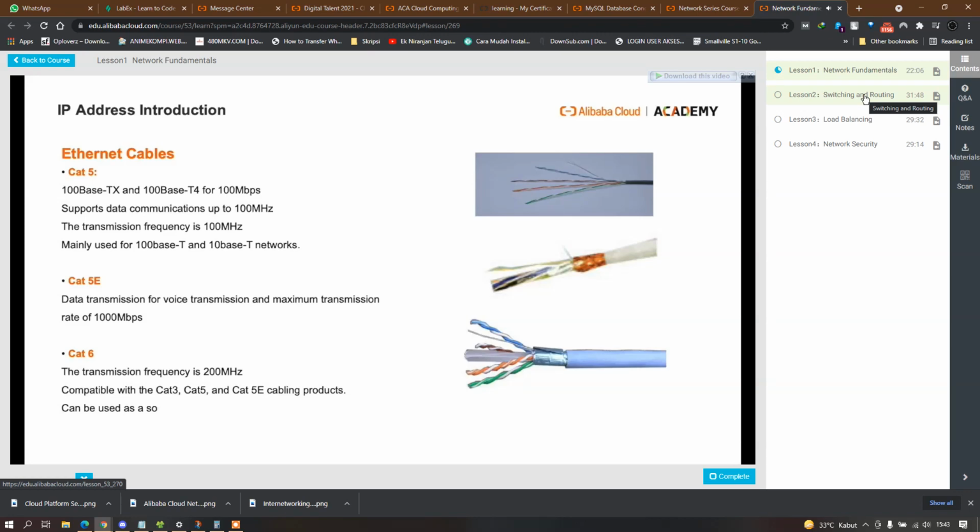And category 6 cables have a more powerful hardware specification. It has better cable quality. So actually, we can say that category 6 is the best quality network cable.